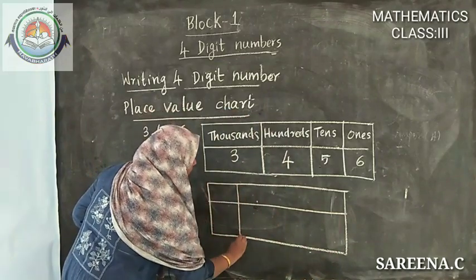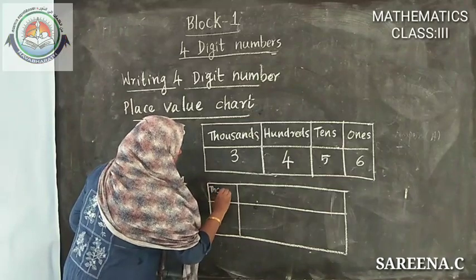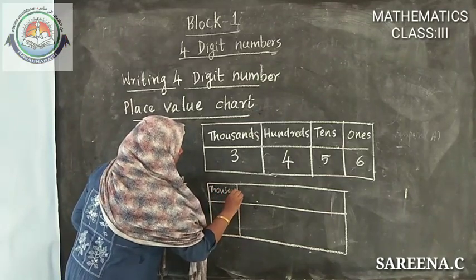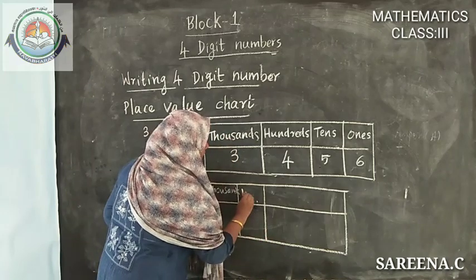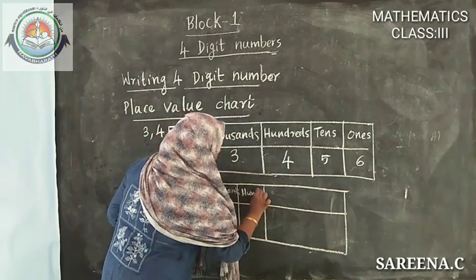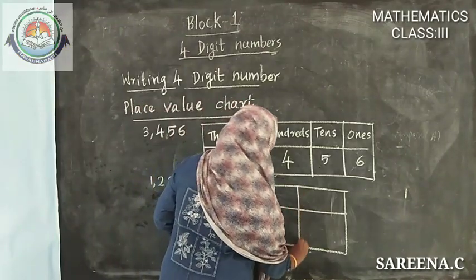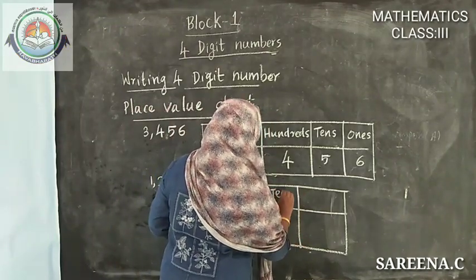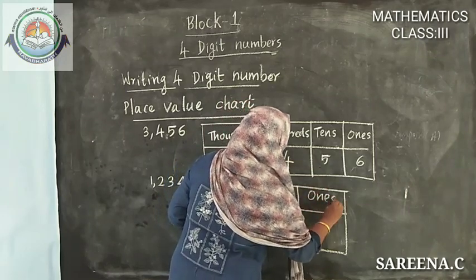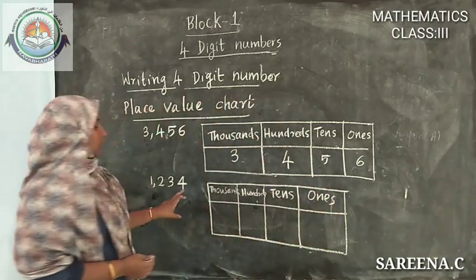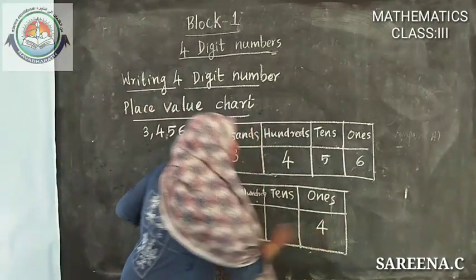The first column we have to write is thousands. Next one, hundreds. Next, tens. And next, ones. Okay. Then in ones place, how many ones are there?